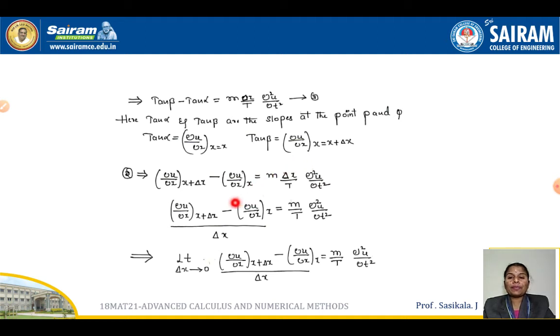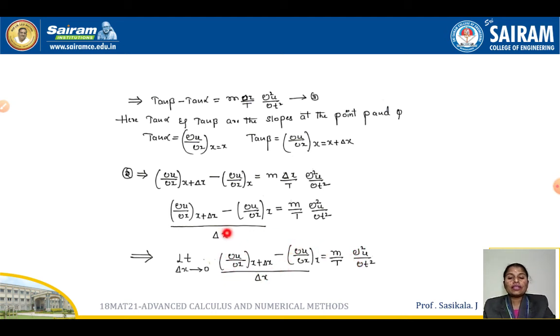Now you can substitute this tan alpha and tan beta in equation number 3. Dou u by dou x of x plus delta x minus dou u by dou x of x is equal to m into delta x by T into dou squared u by dou t squared. Now I'm going to take this delta x to the left side. I'll get m by T into dou squared u by dou t squared. Take the limit delta x tends to 0, so only the left side has delta x.